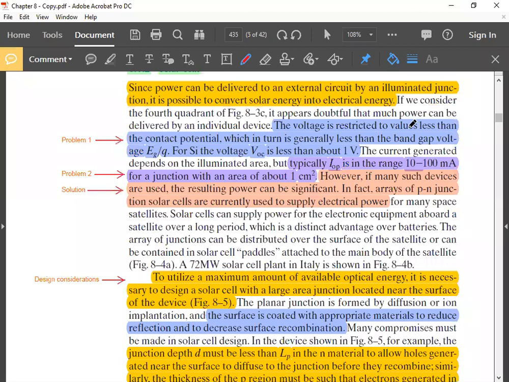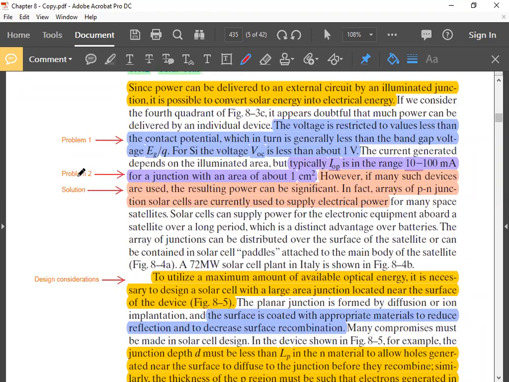The voltage is restricted to values less than the contact potential V0, which in turn is generally less than the band gap voltage Eg by q. For silicon, this voltage VOC is less than about 1 volt. You know that is around 0.7 volt. Now, this is one problem. The amount of voltage you get from a solar cell is small, and the maximum value is the contact potential V0.